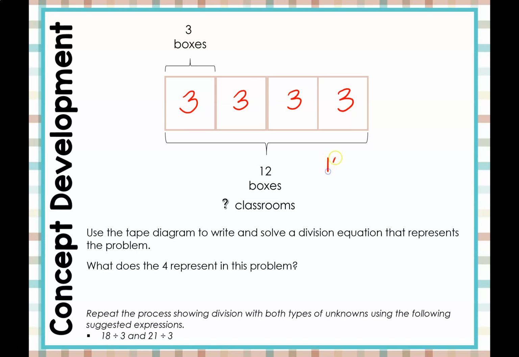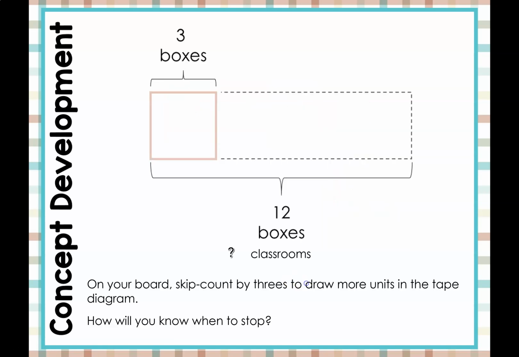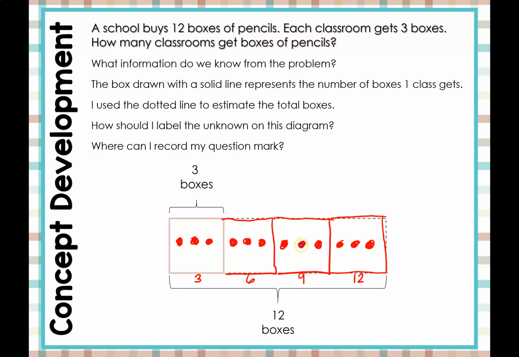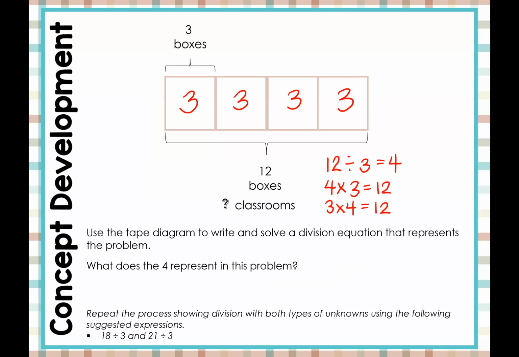Well, we know our total is 12. We divided it into groups of 3 and found out that there were 4 classrooms. For a multiplication sentence, using the same fact family, we could do 4 times 3 equals 12 or 3 times 4 equals 12, just like the last problem. But between these two problems, we were looking for 2 different things. So for this problem, we were looking for the size of the group. And for this problem, we were looking for the number of groups.